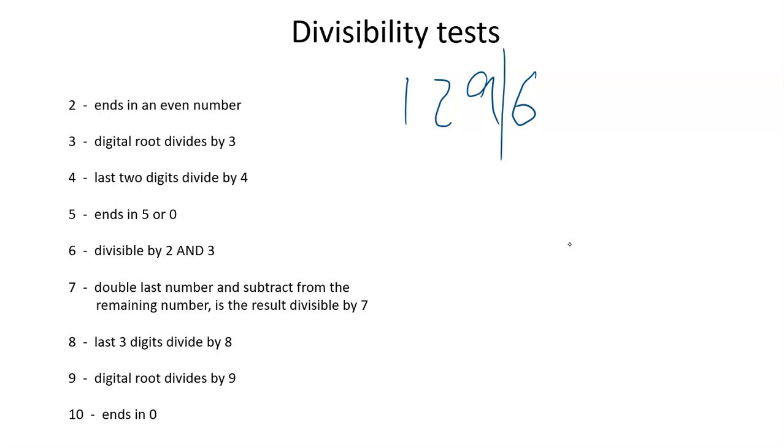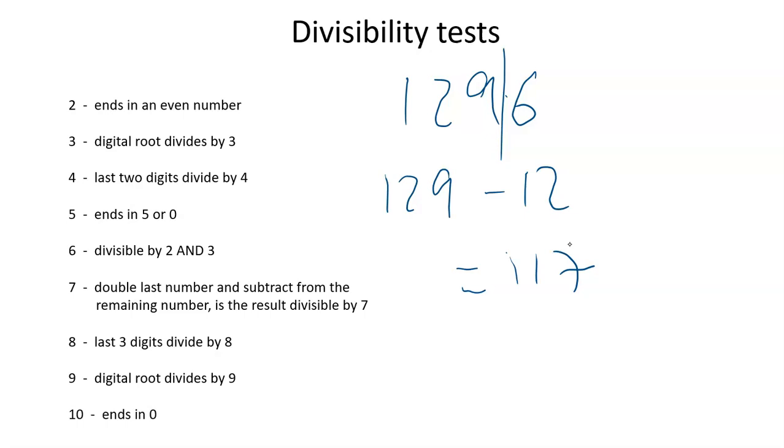So you cut the last number off, and you double it, so 6 becomes 12. So 129 is the remaining number. Take double the last number away, and we're going to get 117. Does that divide by 7? Well, actually, I don't know.